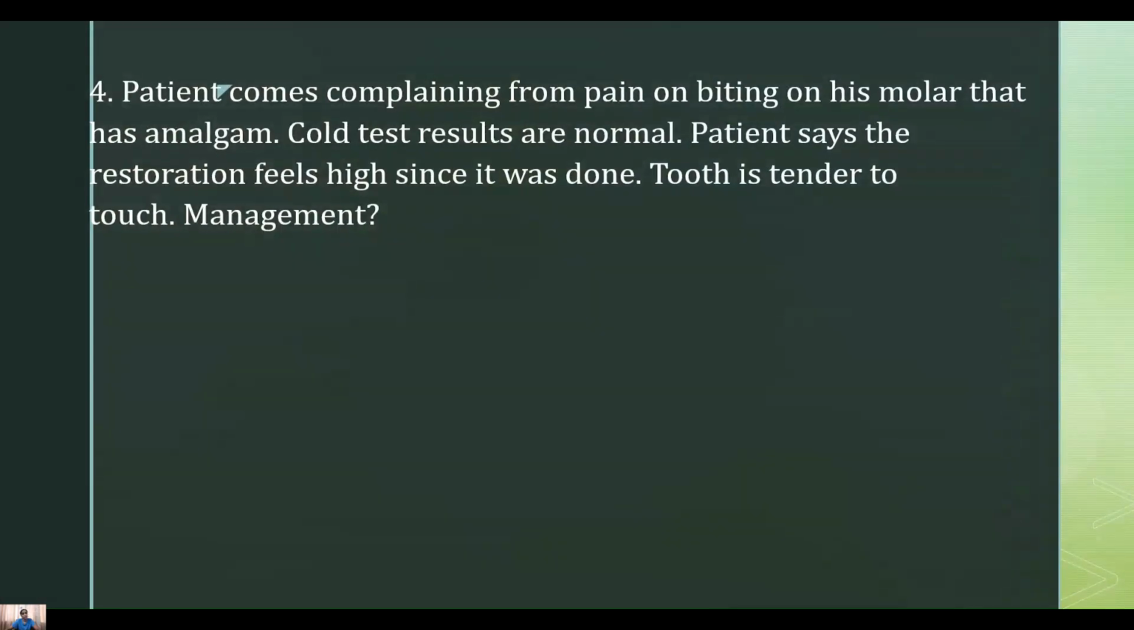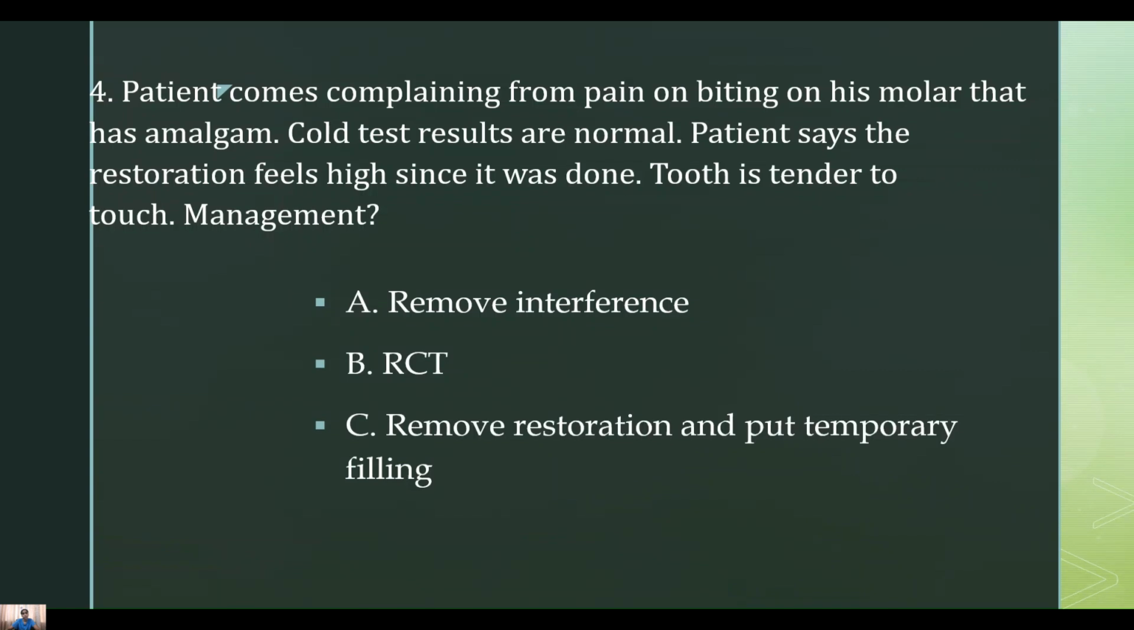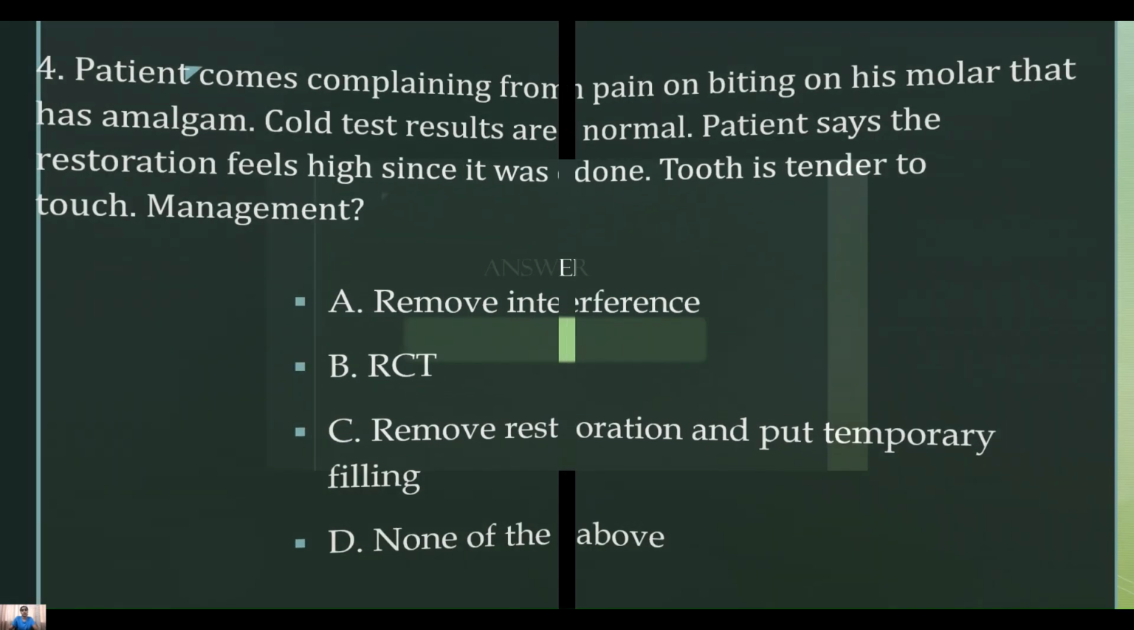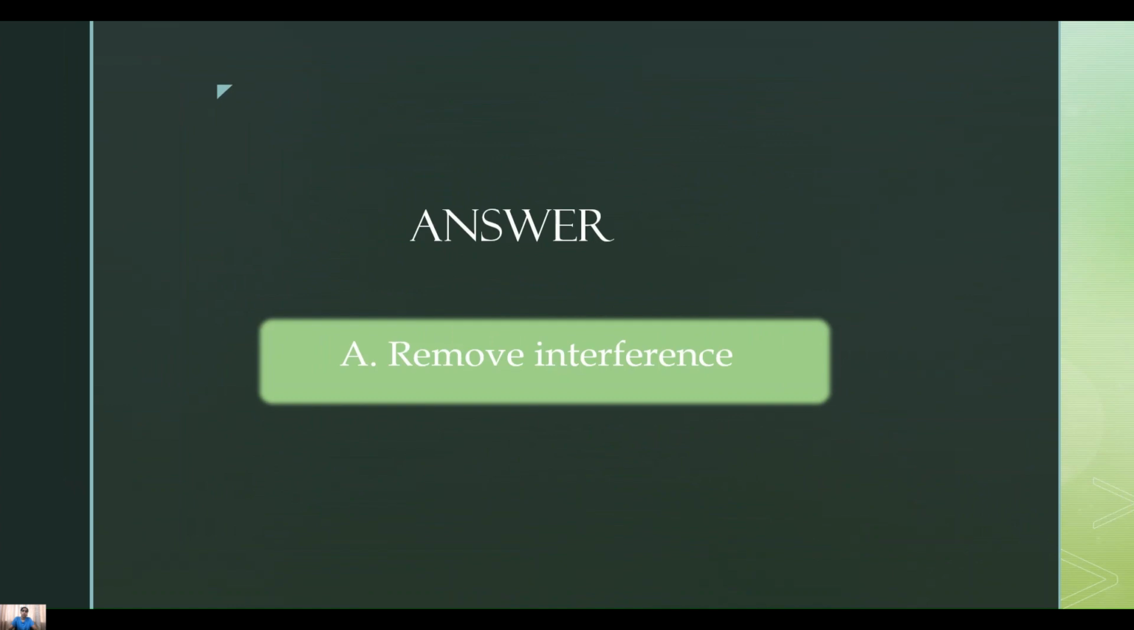A patient comes in complaining of pain when biting on his molar that has an amalgam restoration. Cold test results are normal. The patient mentions that the restoration has felt high since it was placed. The tooth is tender to touch. What is the management? A. Remove interference. B. RCT. C. Remove restoration and put a temporary filling. D. None of the above. The correct management here is A. Remove interference. So let's break down why.